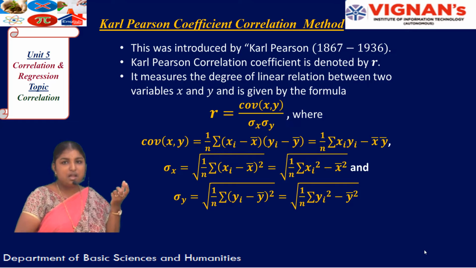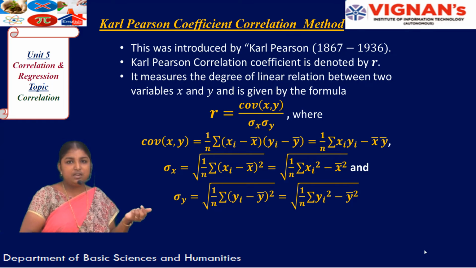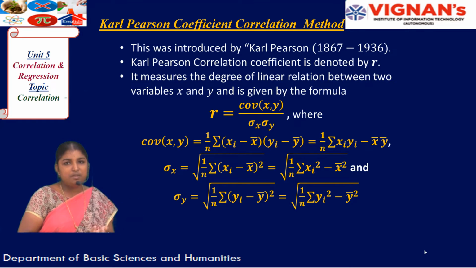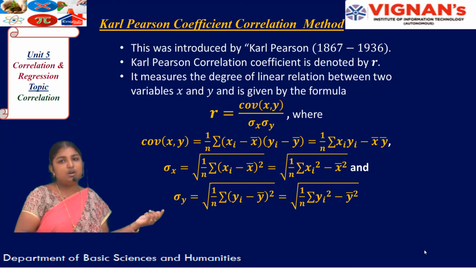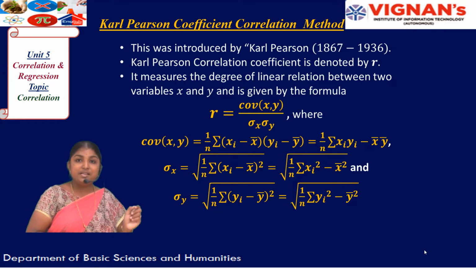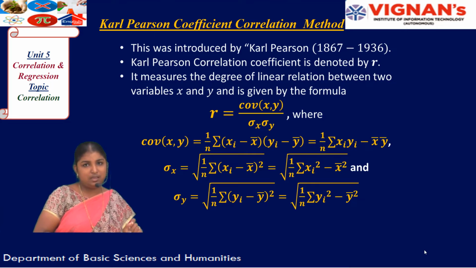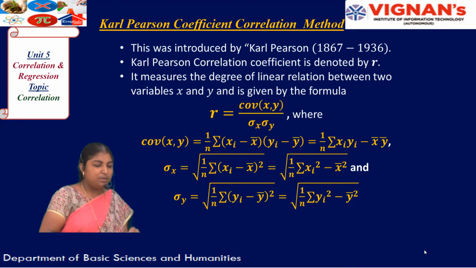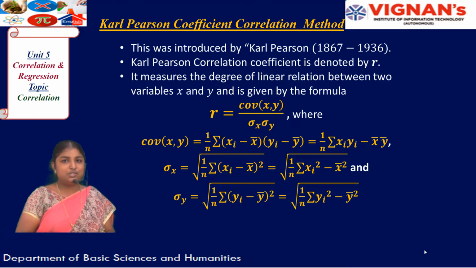Depending upon the R value, we say whether it is a perfect positive, medium positive, negative, no correlation, or medium negative correlation. But the R value always lies between minus 1 and plus 1 only. Next, Spearman's rank correlation coefficient.